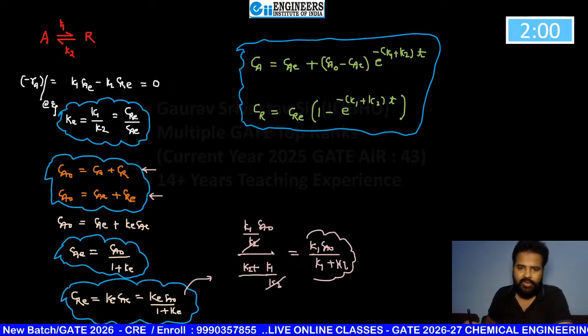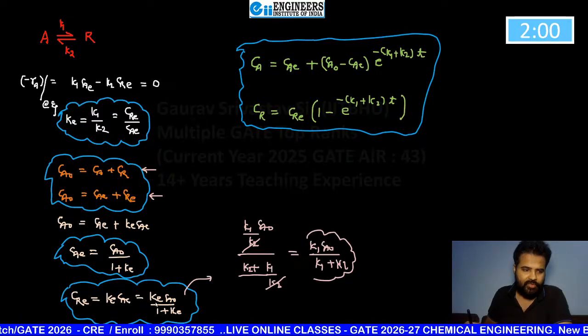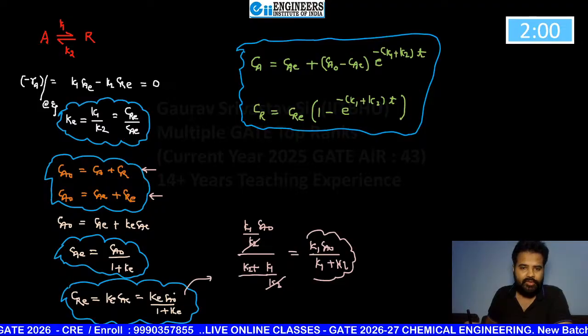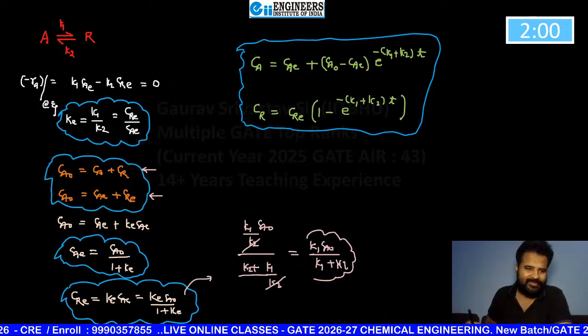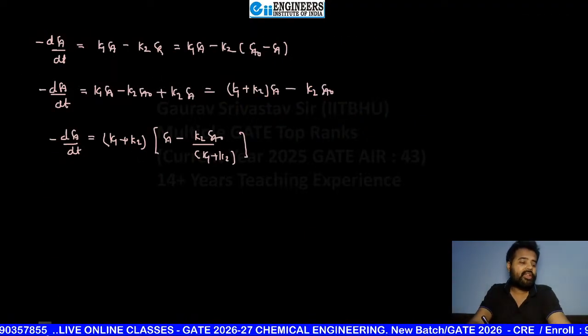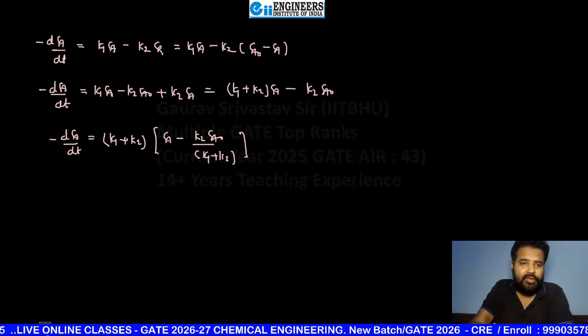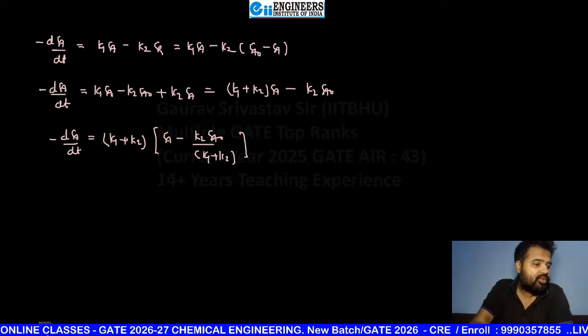Wait. K1 by K2. Oh, sorry. Tell me, till now, is it clear? How we can substitute this K, K1 Ca, K2 Ca naught. Okay, it's K2 Ca naught.